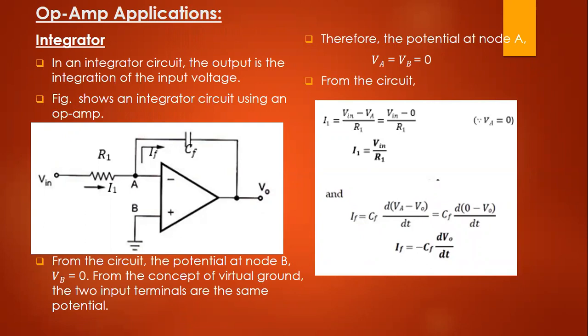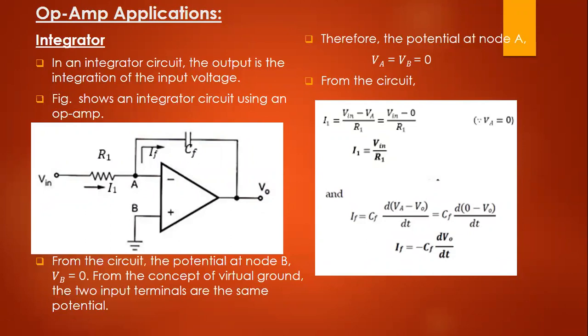This op-amp integrator circuit uses a capacitor connected between the output and the op-amp inverting input terminal. So here in the circuit, input voltage Vin is applied to the inverting terminal of the op-amp and the non-inverting terminal is grounded. Now from the circuit, the potential at node B, VB, is equal to 0, and from the concept of virtual ground, two input terminals are at the same potential. So therefore VA is equal to VB is equal to 0.